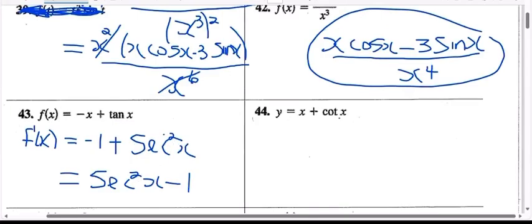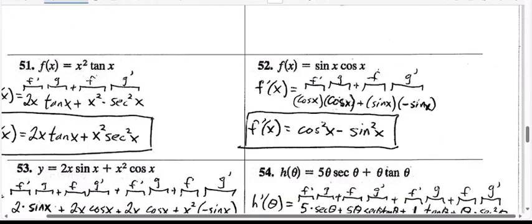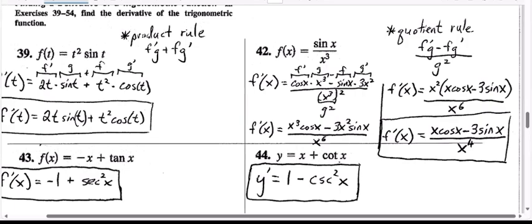So if you check 43 right now, the answer key for 43, give me one second. I'm going to check 43 now.